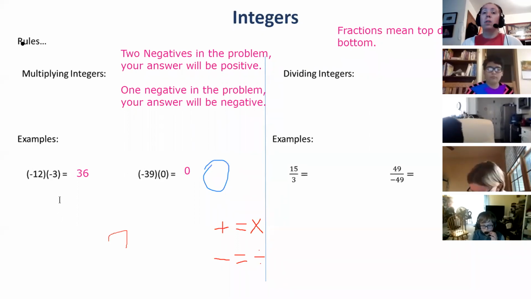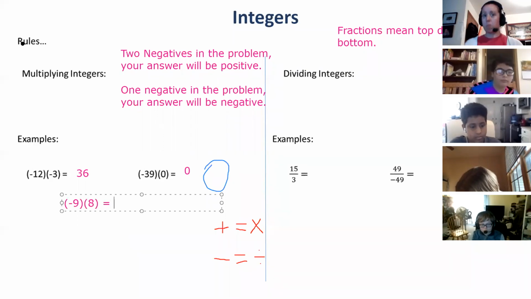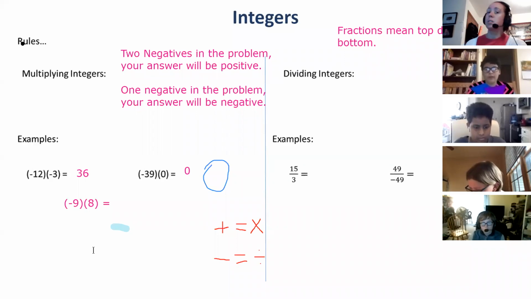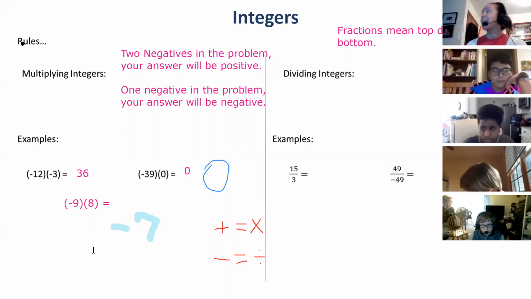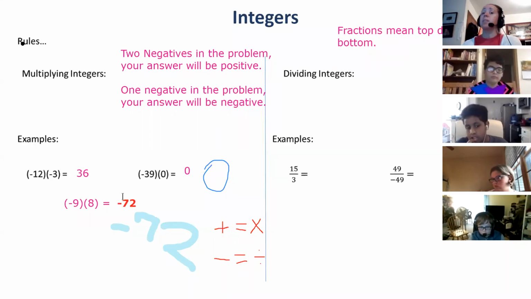So, what if you had negative 9 times 8? What would that be? Negative 72. Yeah, very good. There's one negative in the problem, and then you just multiply it, and your answer is negative 72. Very good. Nice job. All right, now let's talk dividing.